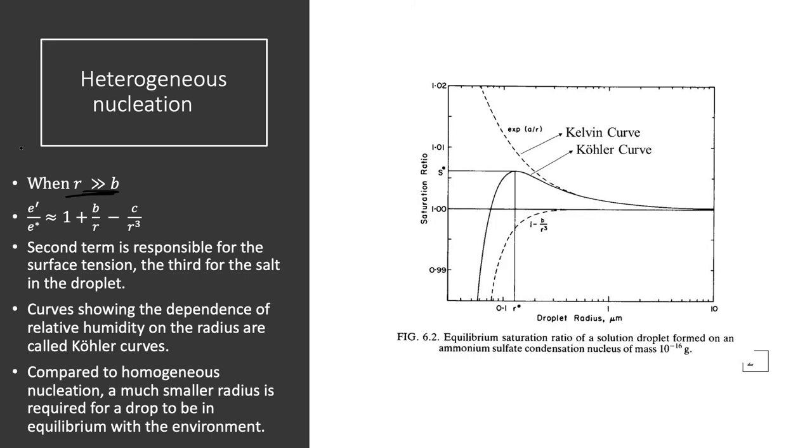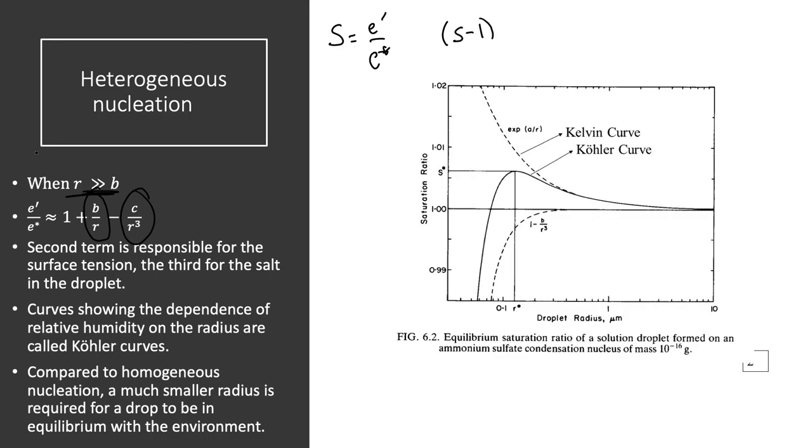And so now it's a very simple formula where you have this term that is due to the curvature effect, if you will, so the surface tension, and this term that is due to the presence of the CCN. We can tabulate this. Obviously E prime over E star is sometimes called the saturation ratio. And saturation ratio S here would be E prime over E star. And sometimes we call supersaturation S minus 1.